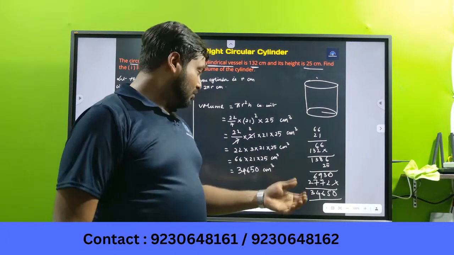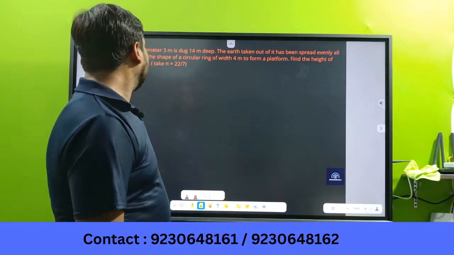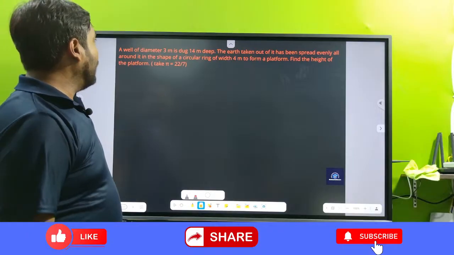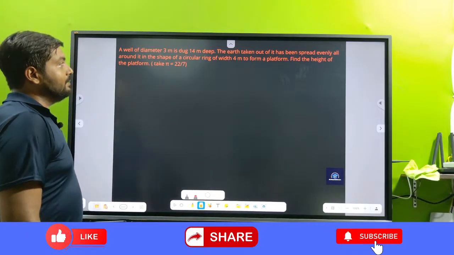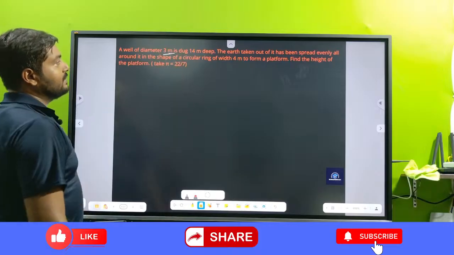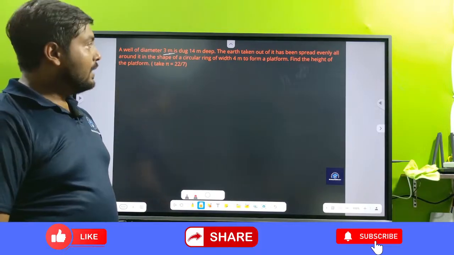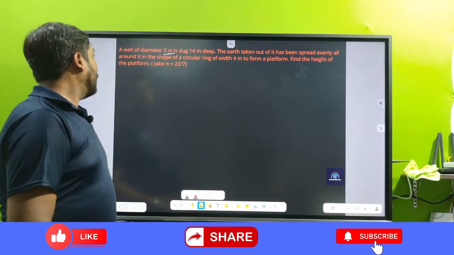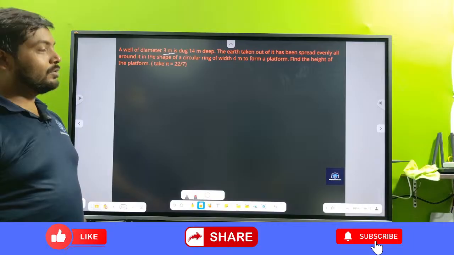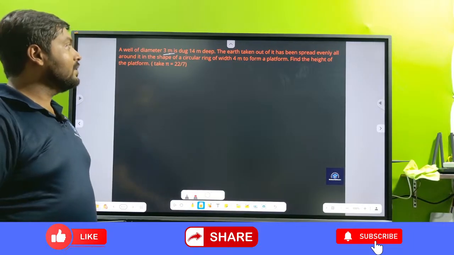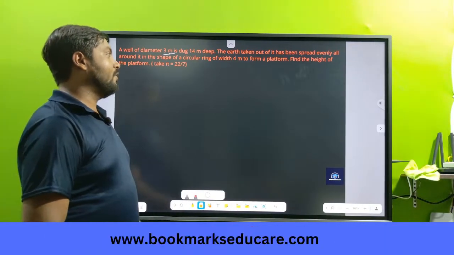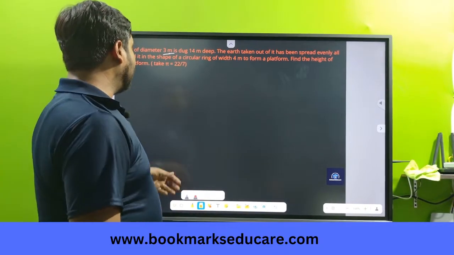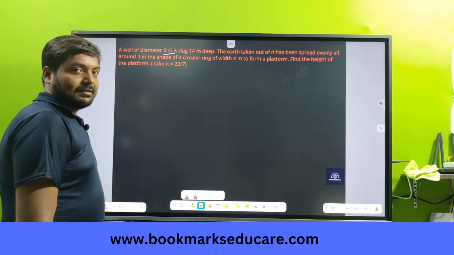Now let's get to another question, and this another question is a big sum. A well of diameter 3 meter is dug 14 meter deep. The earth taken out of it has been spread evenly all around it in the shape of a circular ring of width 4 meter to form a platform. Find the height of the platform. Here we have to take pi as 22/7.